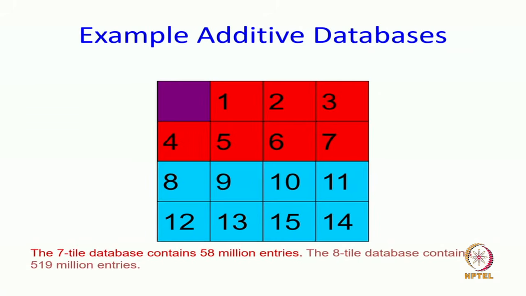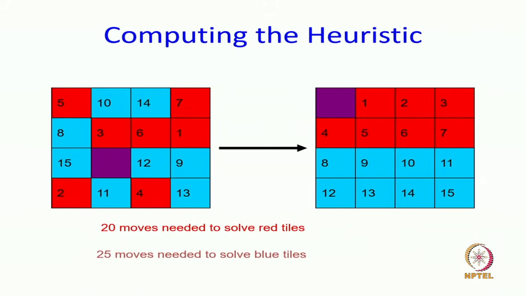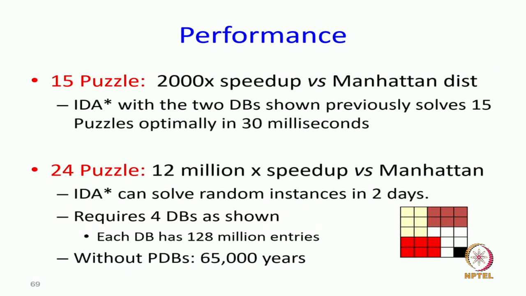In this case, the 7 tile database will contain 58 million entries, and the 8 tile database will contain 519 million entries. And for example, if the blue database says that 20 moves are needed to solve red tiles and 25 moves are needed to solve blue tiles, then you can come up with a better heuristic, 45, which is admissible. So, now just the final slide to show you that it works.